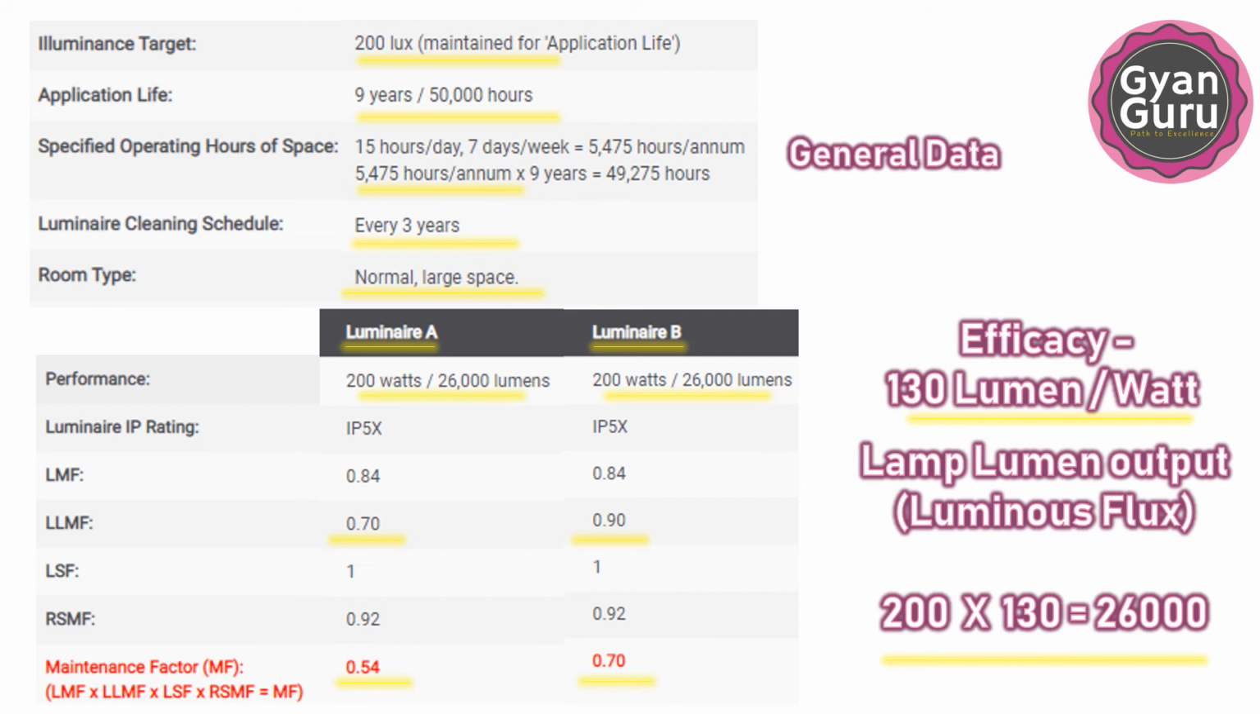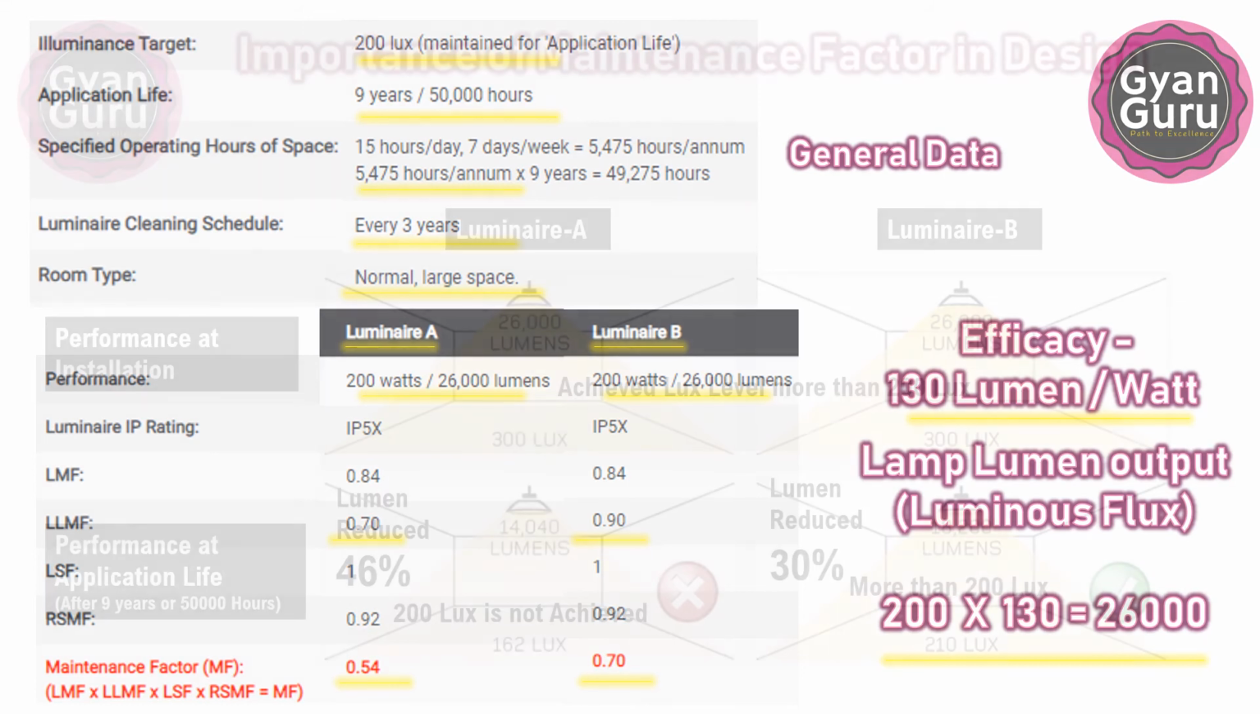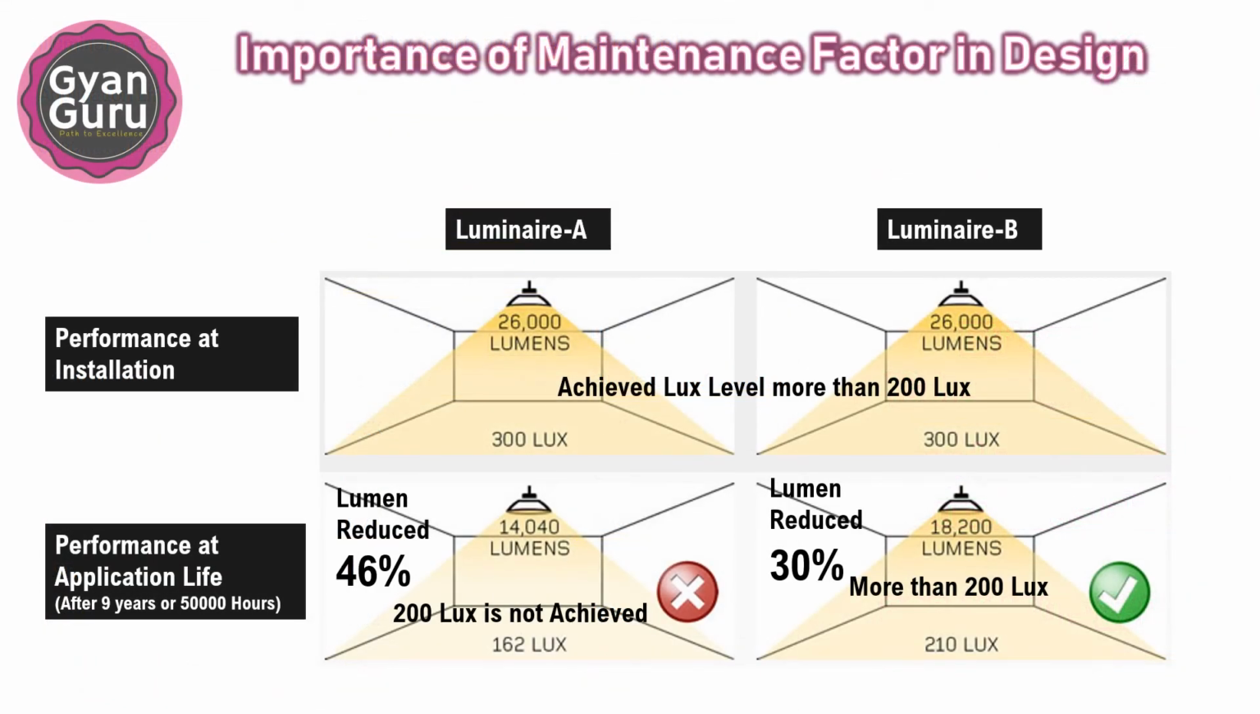Let's see the comparison of both luminaires when installed in the same size of room. You can see the result here. Performance of both luminaires during the initial years of installation: lumen output is the same, due to which a lux level of 300 is easily achievable, which is more than the desired lux level, that is 200 lux.